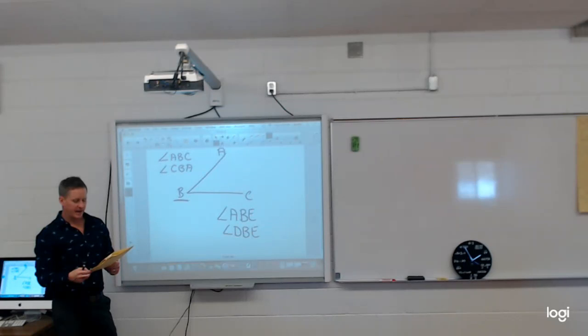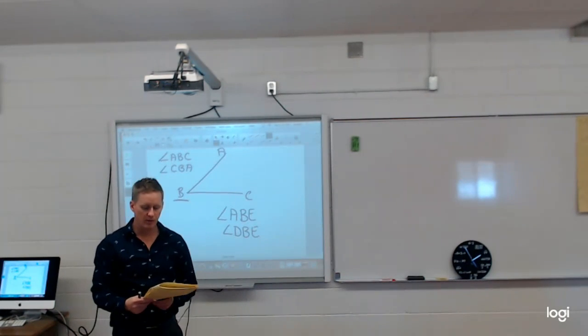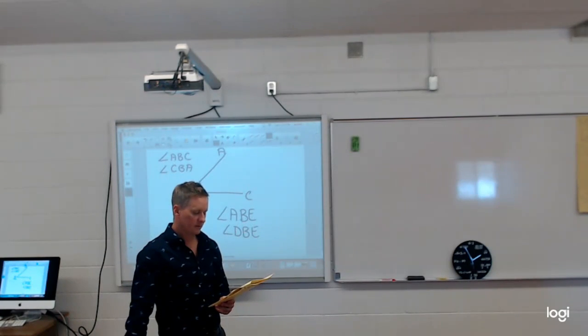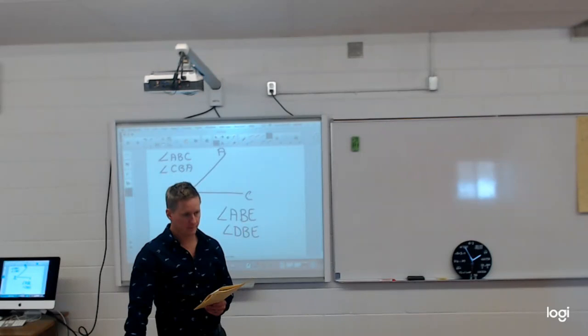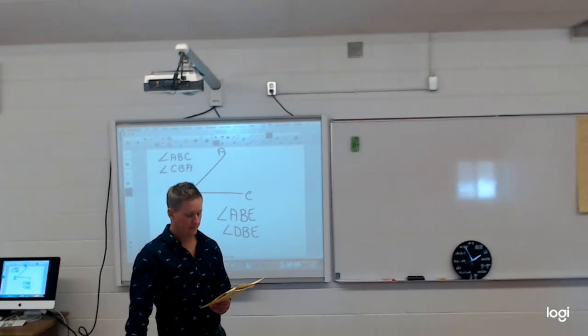Name two adjacent angles that are supplementary. So two angles that add to give you 180 degrees. DCB and... Say that again. DCB and DBE. No, go ahead, Braden. DBE. And?